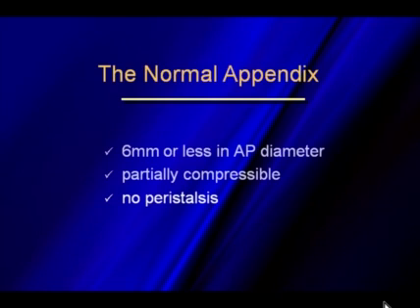If you see peristalsis in the appendix, what you're going to see is possibly some air that is moving, but if a structure is peristalsing, you're typically looking at small bowel, but we will not see peristalsis in the normal appendix.